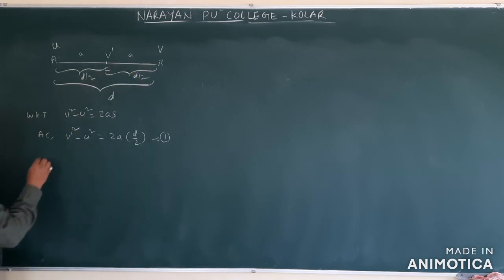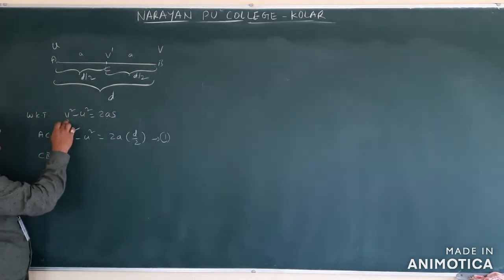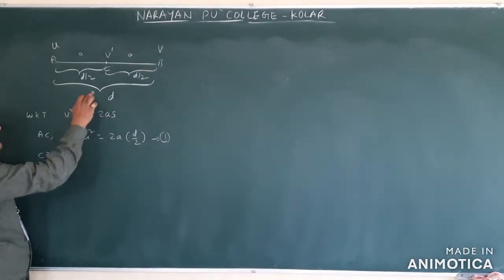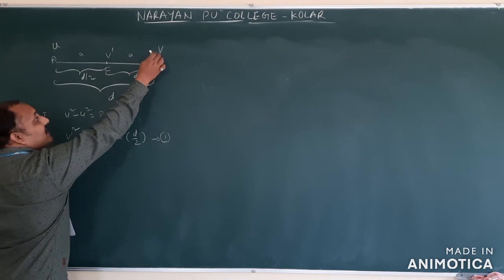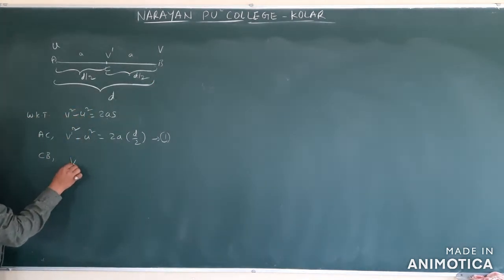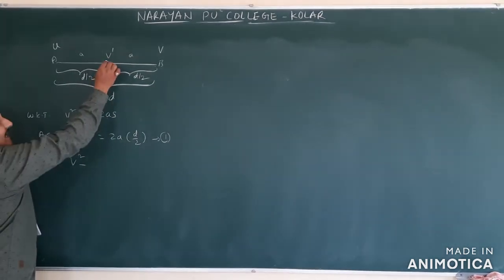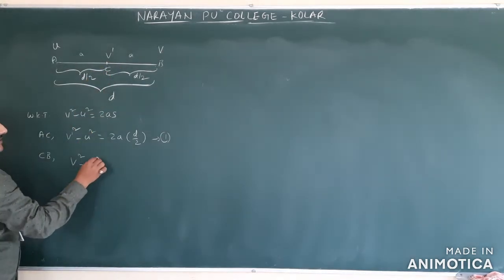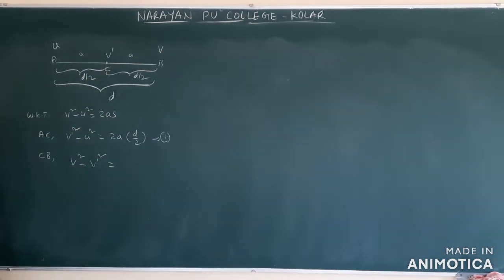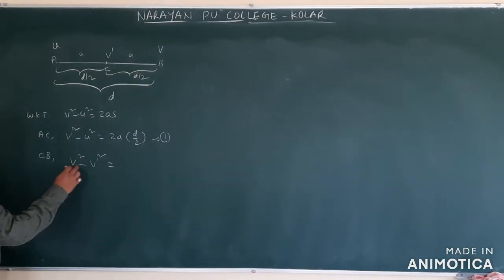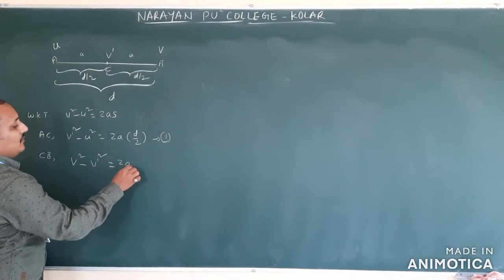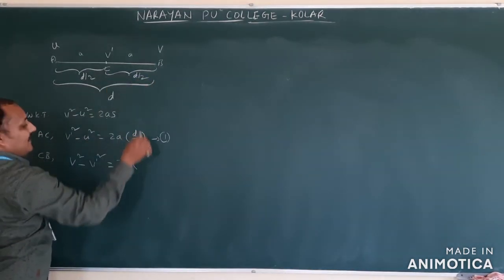Next half for CB. For CB, again apply this formula, v square minus u square equal to 2as. Now what is the initial velocity? This is the initial point, this is the final point. Therefore the final velocity is v. Here the initial velocity is v dash. At C this is the initial velocity, at B this is the final velocity. So v square minus v dash square equal to 2a, and again s is d by 2.